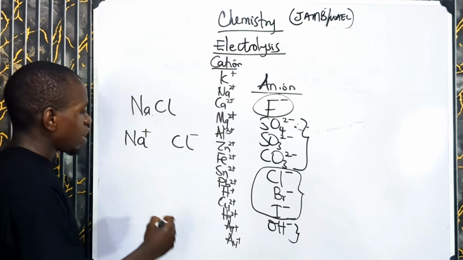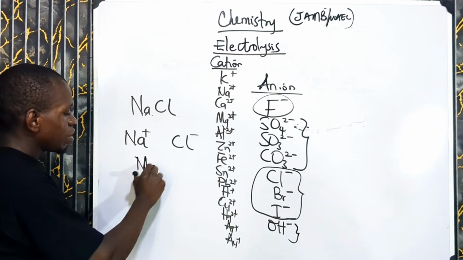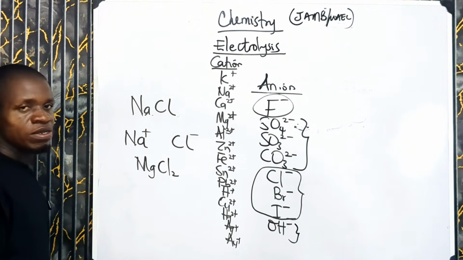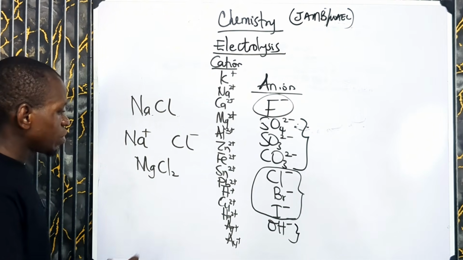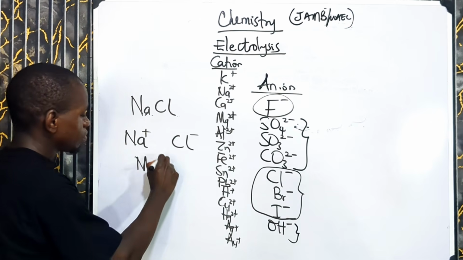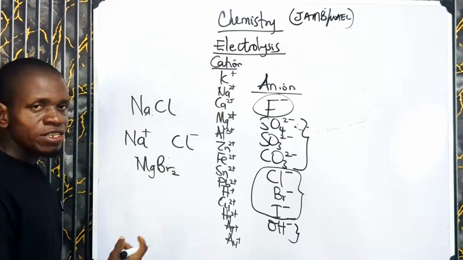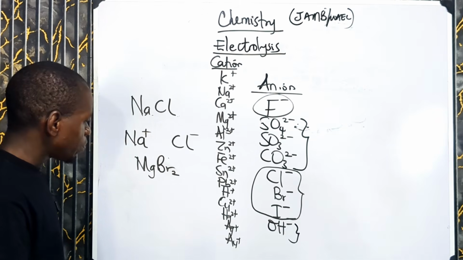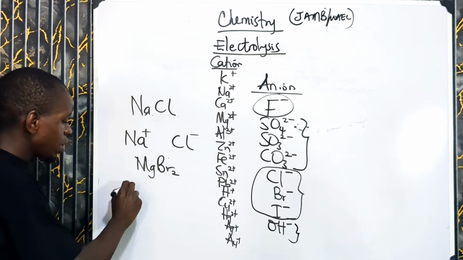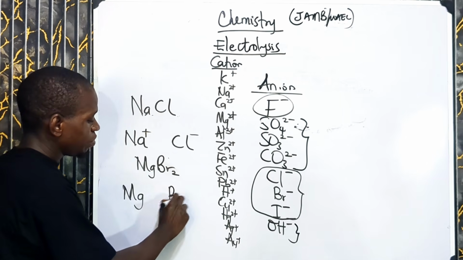How about if I have something like MgL2, for instance? Let me just use another one, bromide, something like this, and I'm expected to break it. If I am to break it now, what will I say? Normally I will say M and I will say Br.